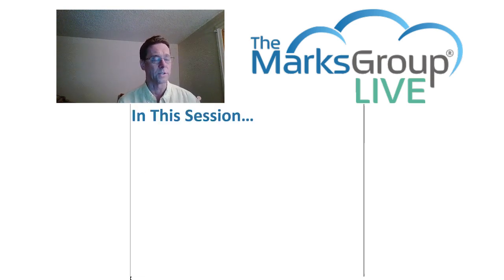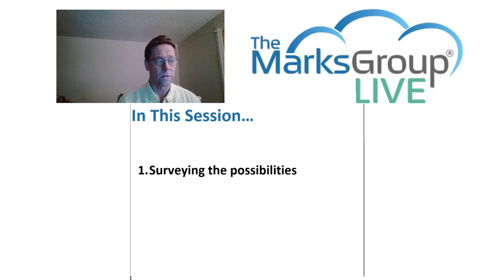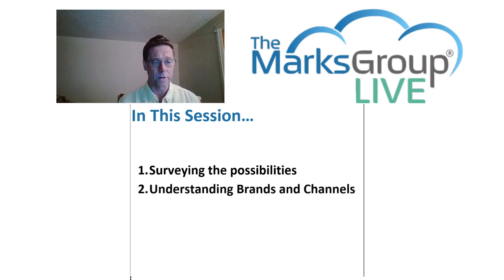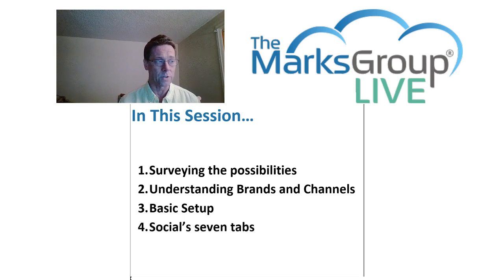So here's what we're going to look at today. We're going to look at the possibilities in terms of what Zoho offers at different price points. We're going to look at understanding the differences between brands and channels. We're going to look at the basic setup process for Zoho Social, and we're going to take a really fast run through Social's 7 tabs.